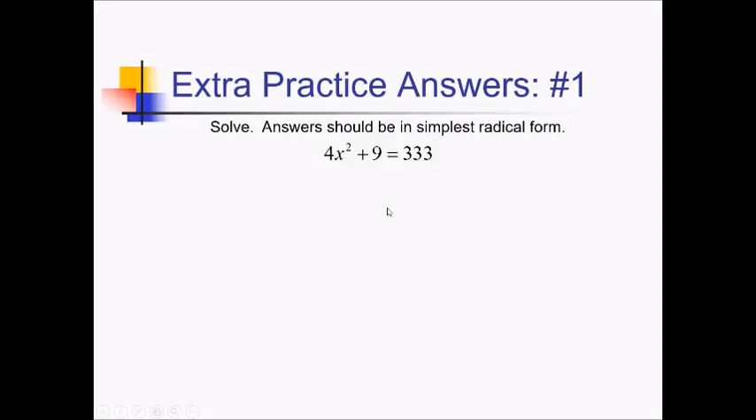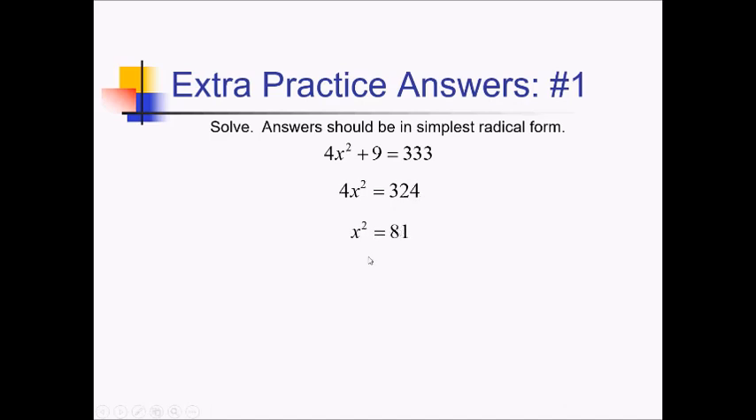To solve this quadratic equation, since we do not have any linear term, we can just use square rooting after we isolate that squared term. So to get this started, let's subtract 9 from both sides. That gives us 324 on the right side. And now if we divide both sides by 4 to get that x squared truly alone, 324 divided by 4. Well, 320 over 4 would give us 80, so this is 81.